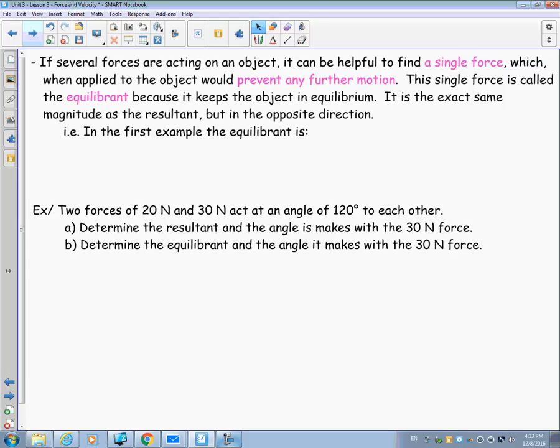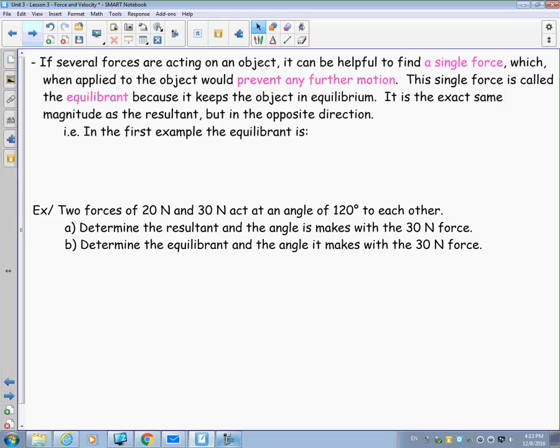So these ideas reference a thought called the equilibriant. A single force which, when applied to an object, would prevent it from moving. It stays in the exact same spot. It counteracts what's been happening to it. And we call it the equilibriant. It's the exact same magnitude, but the exact opposite direction as your resultant.